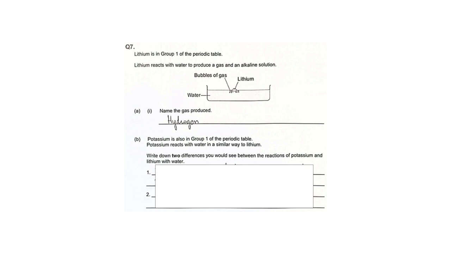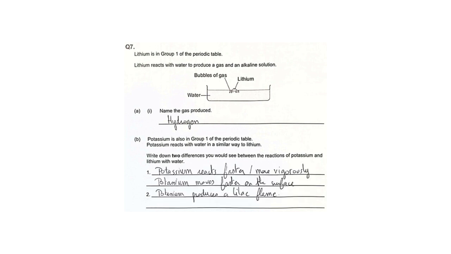Potassium reacts with water in a similar way to lithium. Write down two differences you would see between the reaction of potassium and lithium with water. So potassium is below lithium in the periodic table. It's more reactive. So probably the reaction is going to be faster, more vigorous. The potassium is going to move faster at the surface of the water, and the potassium is going to produce a lilac flame. It's going to catch on fire with a beautiful lilac flame. We did the demonstration in class.